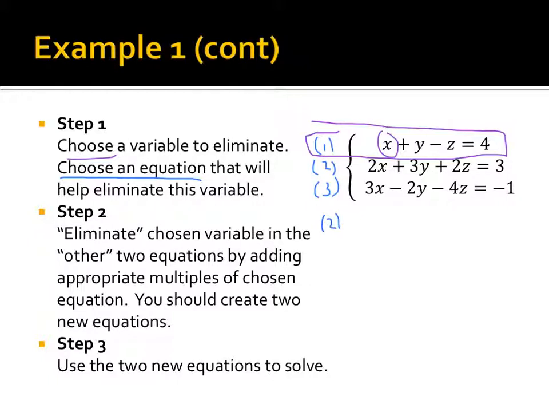Here's equation 2, 2x plus 3y plus 2z equals 3. But I need to add an appropriate multiple of the chosen equation. So I need to add an appropriate multiple of the first equation. So what I'm going to do is take equation 1, but I'm going to multiply it. Actually, let me erase that. I didn't want to do that. Let's take equation 1, but I'm going to multiply it by -2. So, -2 times equation 1.